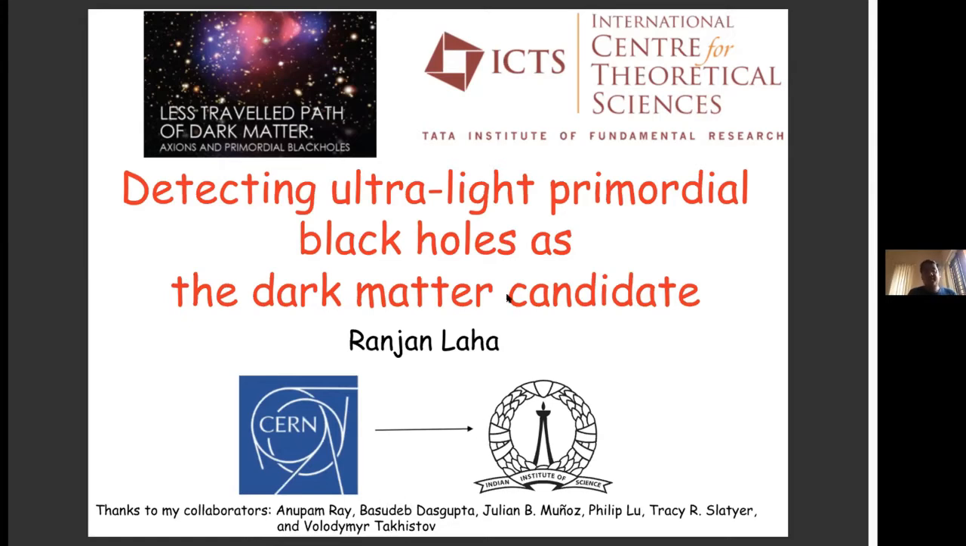So what do I mean by ultralight primordial black holes? How do I define it? In this talk, I'll be talking about black holes in the mass range of roughly between 10 power 15 grams to 10 power 19 grams. That's the definition of ultralight primordial black holes in this talk.